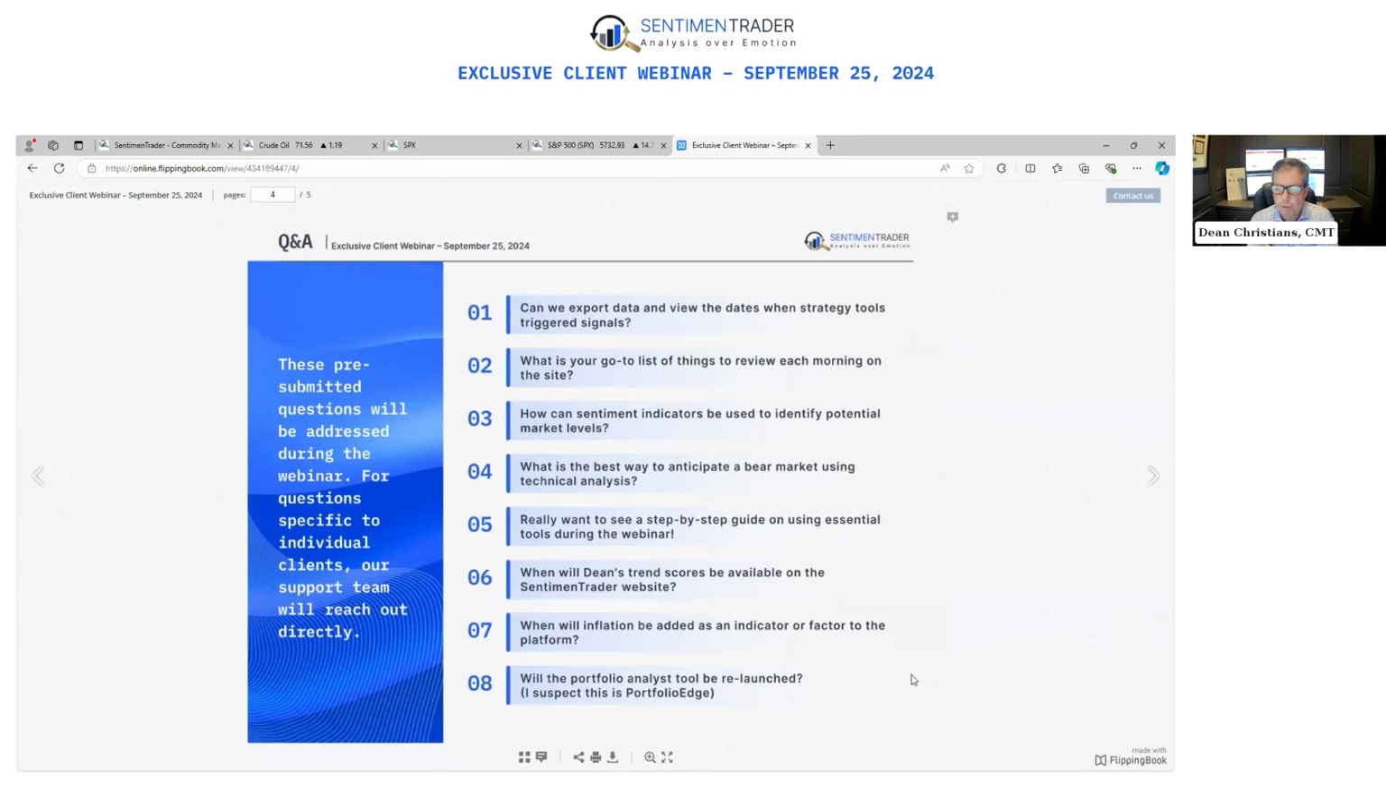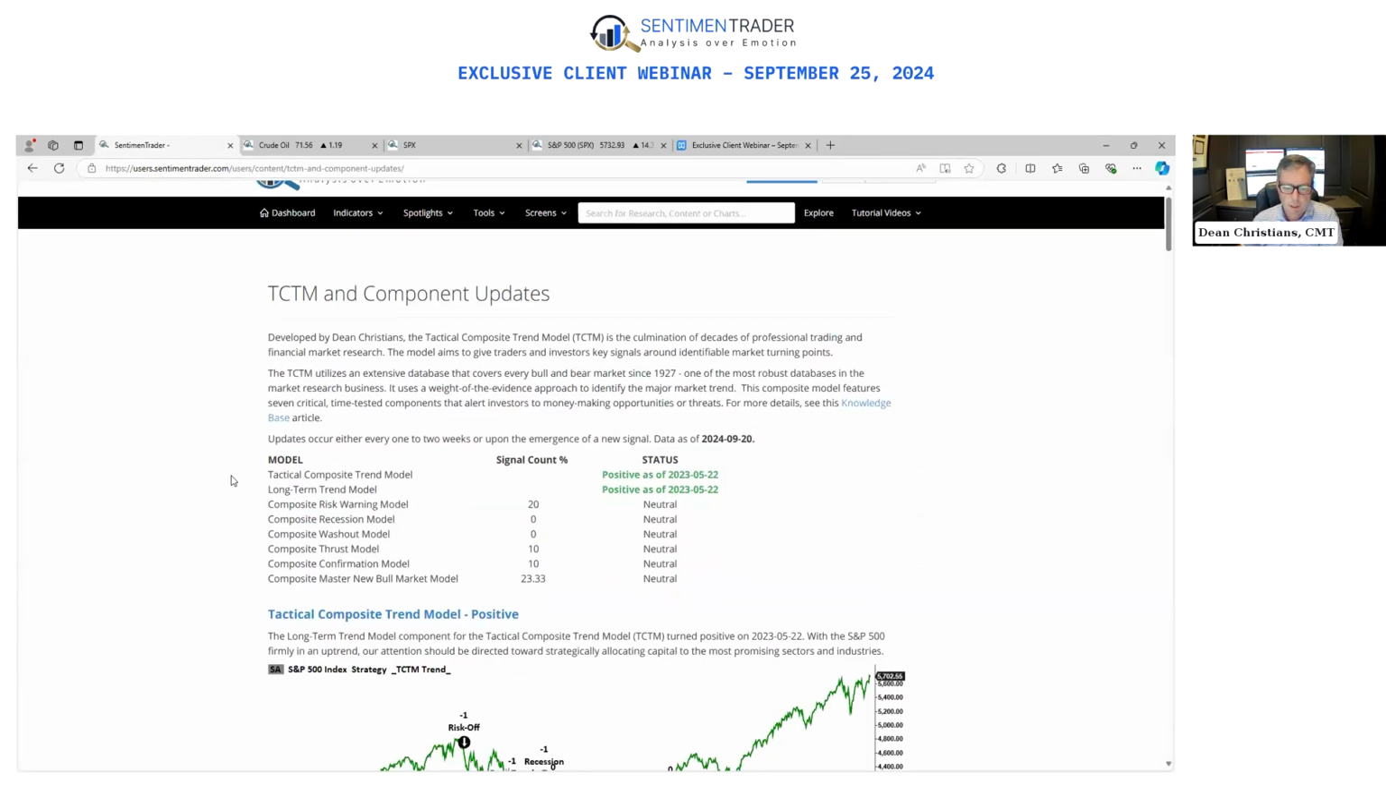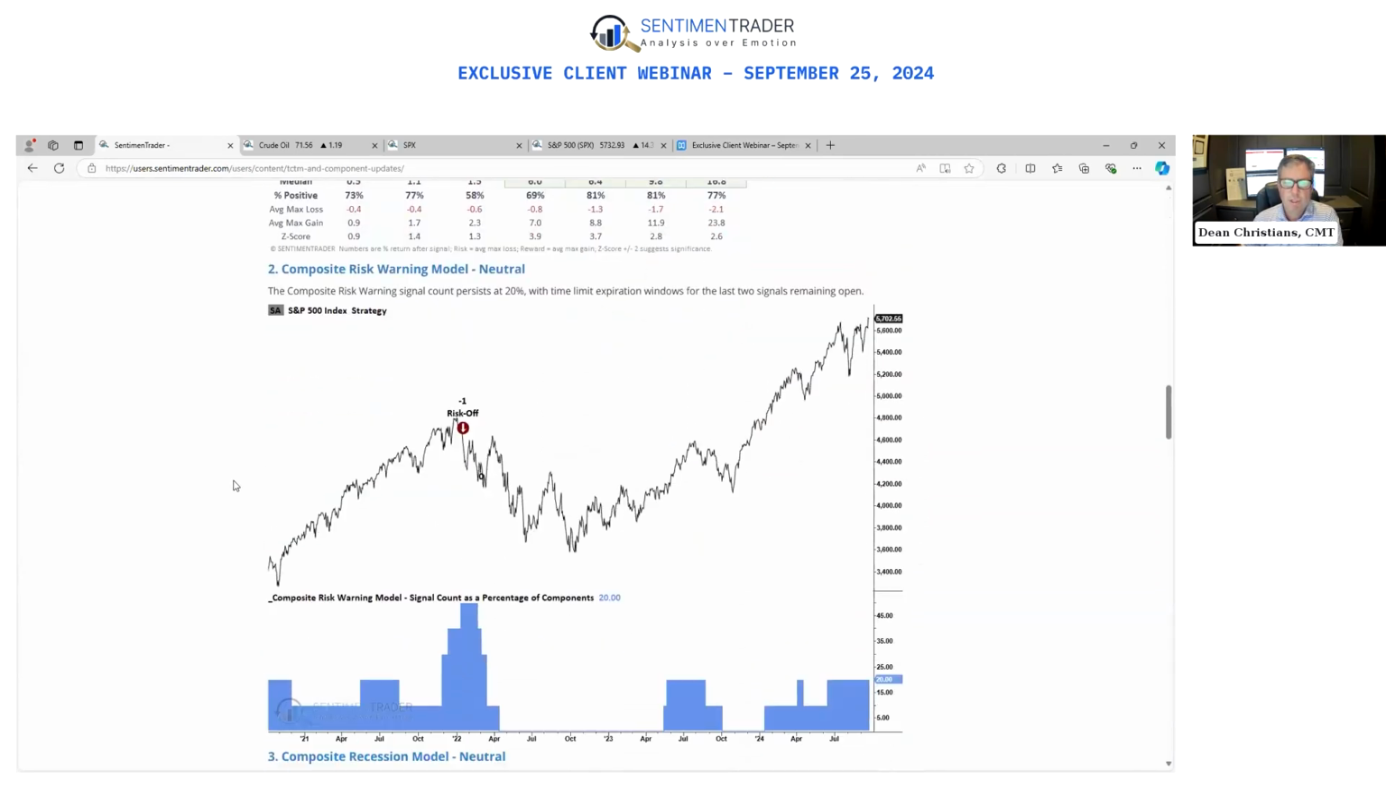All right, what is the best way to anticipate a bear market using technical analysis? Look, for me, my TCTM risk warning model, which you can find on the website. If you go to Spotlight's TCTM, what I've found is market breadth, and in particular 52-week lows, are generally the best technical indicators to monitor if you want to assess whether we're potentially entering an unfavorable period for the market.